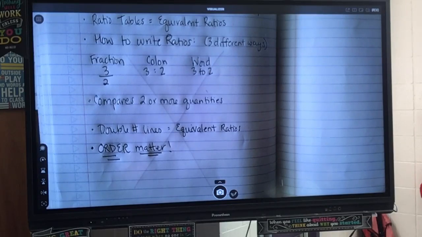What else do you guys have? So Noah, you have something about equivalent ratios on yours. What did you write about equivalent ratios? I put that equivalent means equal. All right. I put 1/2 is equal to 2/4. Okay, so everybody needs to write that as well. Equivalent equals equal, and the example that he gave is 1/2 equals 2/4, right?